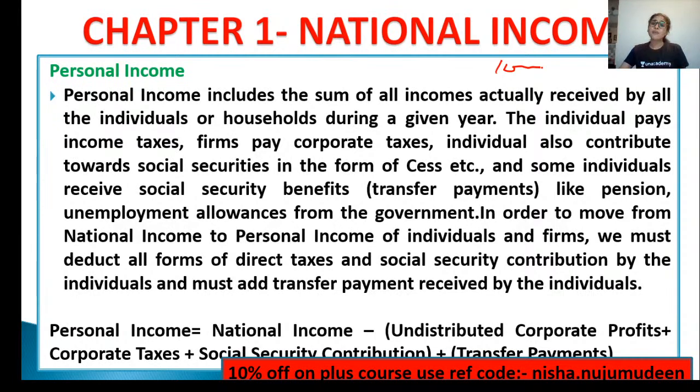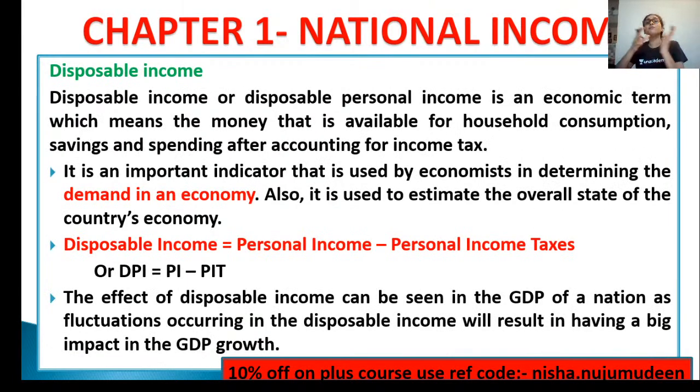And now the transfer payments. What are transfer payments? Transfer payments means unilateral transfers, like your unemployment allowances, your pensions, your relief payments, social welfare schemes payments. All these are transfer payments. That is also included in your personal income. Now, once you know the personal income, there is something called disposable personal income.